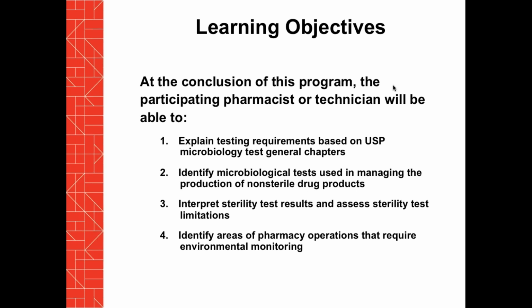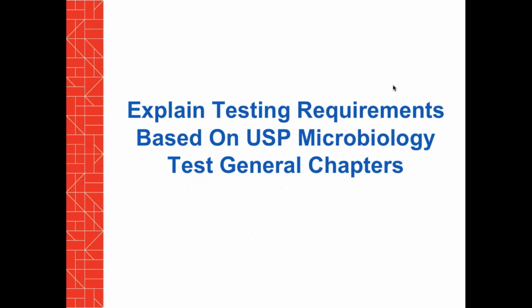The agenda: at the conclusion of this program, the participant, pharmacist, or technician should be able to explain the testing requirements based upon the USP microbiology test general chapters. Number two, they should be able to identify the microbiological tests used in managing the production of non-sterile drug products, interpret the sterility test results and assess sterility test limitations, and identify areas of pharmacy operations that require environmental monitoring.